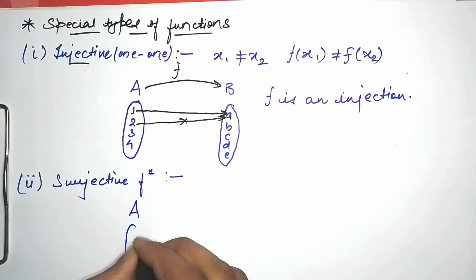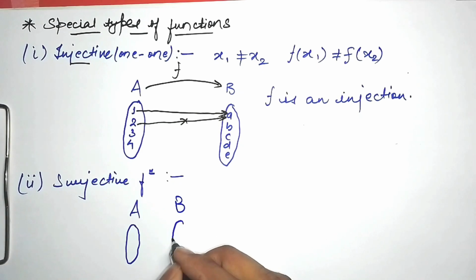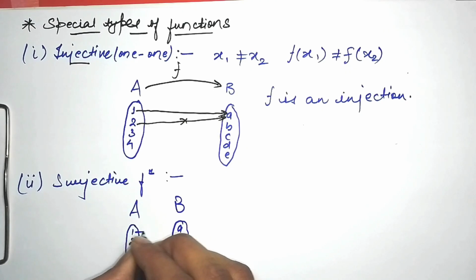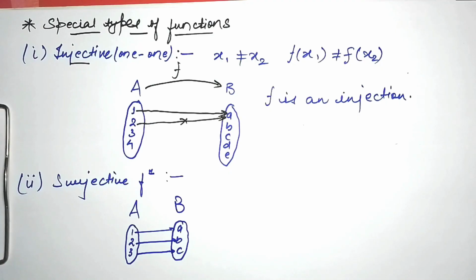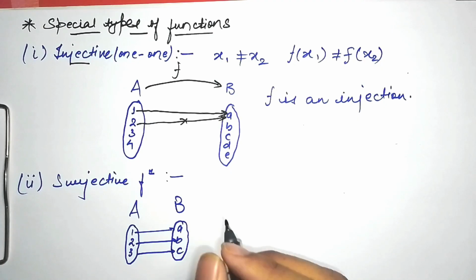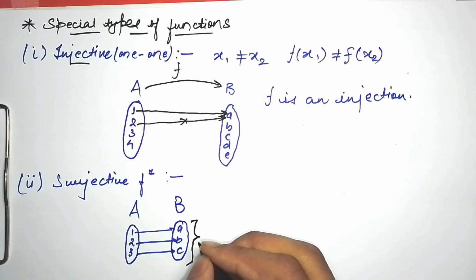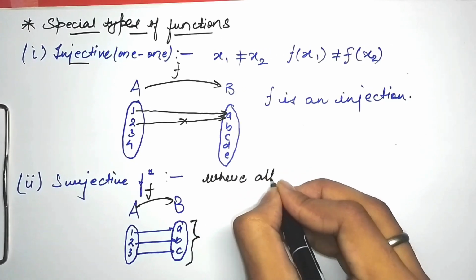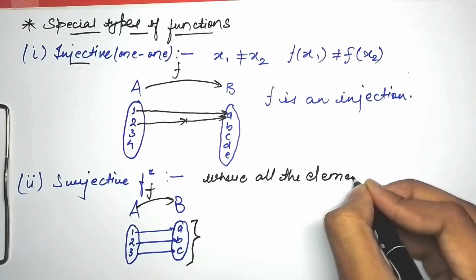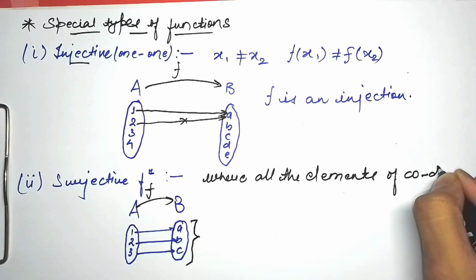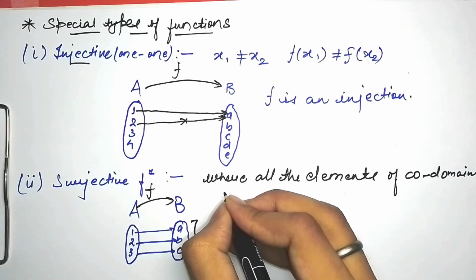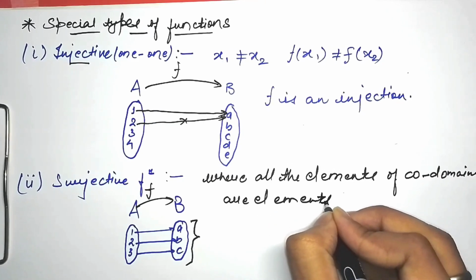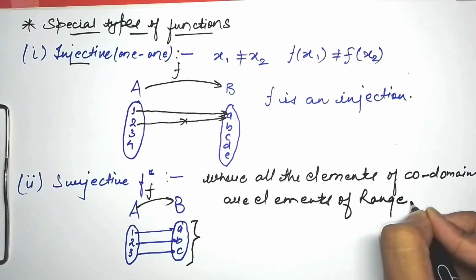Let this be set A and let this be set B. Now suppose set A has three elements 1, 2 and 3, and set B has three elements A, B and C. So in this case, something like this is called a surjective function, where all the elements in set B have a pre-image, where all the elements of the codomain, I hope you understand what a codomain is, if you don't, you can watch the last video, are part of the range. I hope this is clear to you.